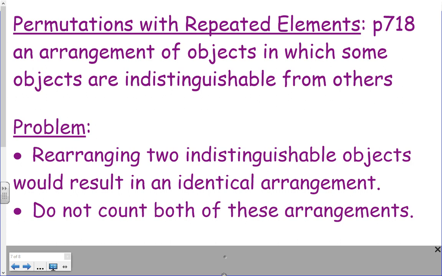If you rearrange those two indistinguishable objects, that would result in an identical arrangement. If they're identical, how are you distinguishing between them? And so how can you count them differently? The answer is you can't. So you do not count both of these arrangements. If I take two objects that are indistinguishable, I switch them around, and I show you that second arrangement, how are you going to tell whether I actually swapped them or I didn't swap them?